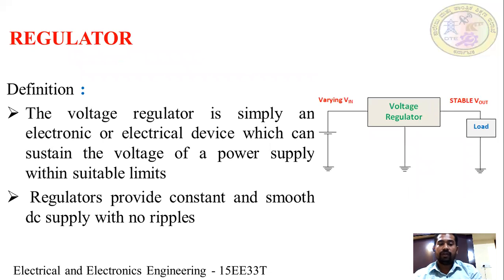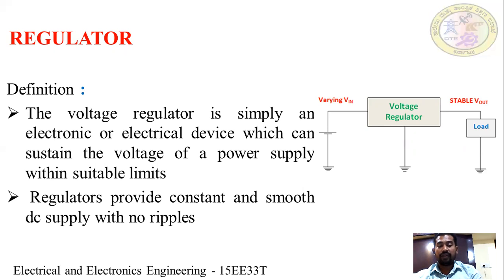Let me come to today's session, that is the regulator definition. The voltage regulator is simply an electronic or electrical device which can sustain the voltage of a power supply within suitable limits. Means a voltage regulator is a device which maintains a constant output voltage irrespective of any changes in the input or the output load variation.